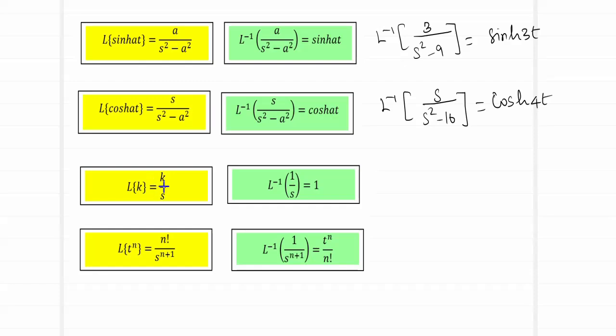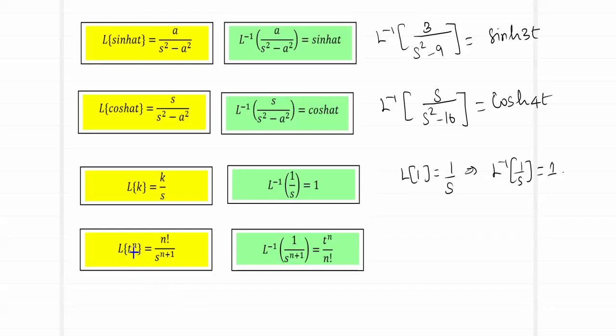Now assume this k takes the value 1. So what will be Laplace of 1? Laplace of 1 will be 1 by s. So when you operate it by Laplace inverse, what will be Laplace inverse of 1 by s? Yes, it will be 1. Now this is for s with power 1.